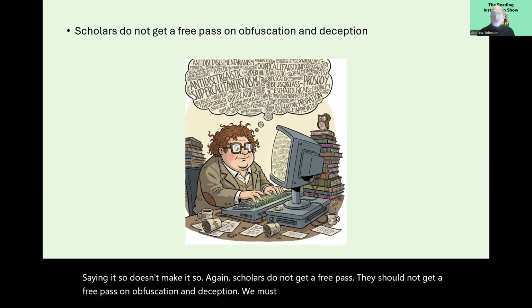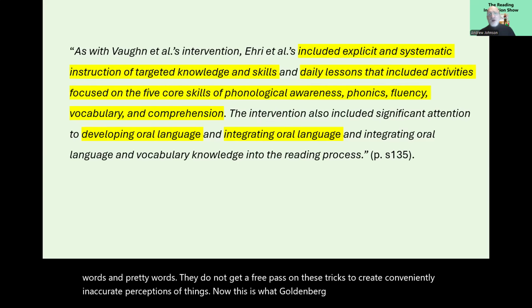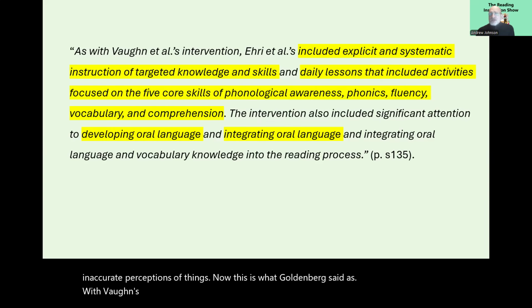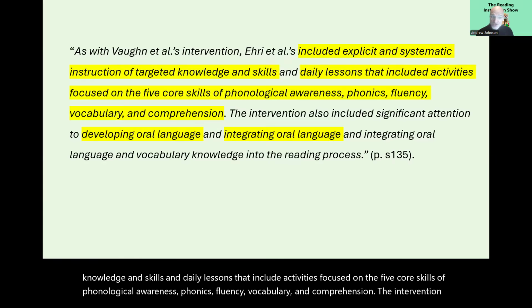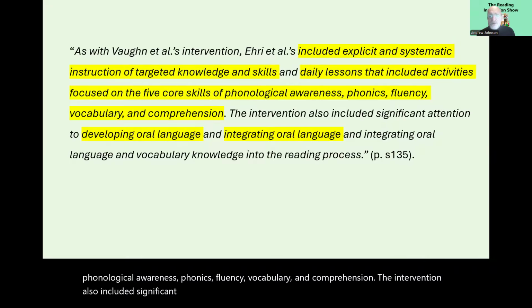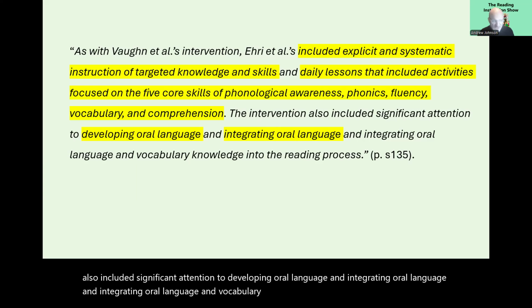Now, this is what Goldenberg said. "As with Vaughan's intervention, Erie's included explicit and systematic instruction of targeted knowledge and skills and daily lessons that include activities focused on the 5 core skills of phonological awareness, phonics, fluency, vocabulary, and comprehension. The intervention also included significant attention to developing oral language and integrating oral language and vocabulary knowledge into the reading process."